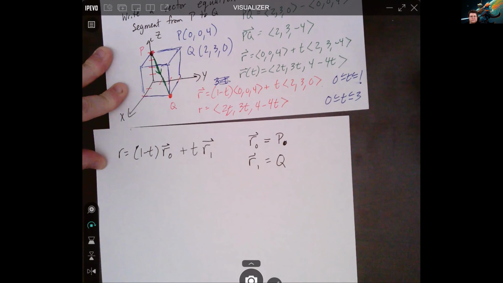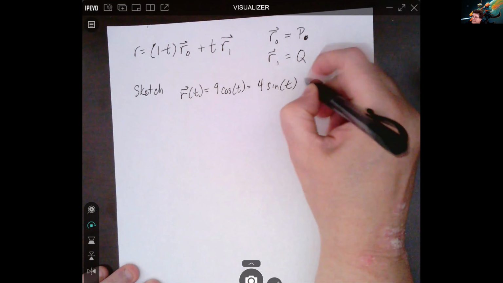Let's kick it up a notch. Let's see what else I can come up with there. Let's do another curve. Let's sketch r(t) equals 9 cosine of t plus 4 sine of t plus tk.